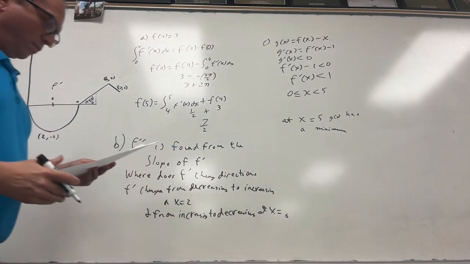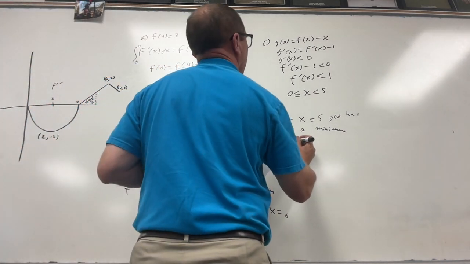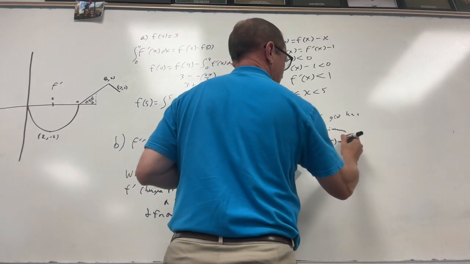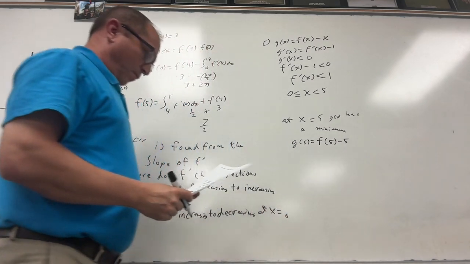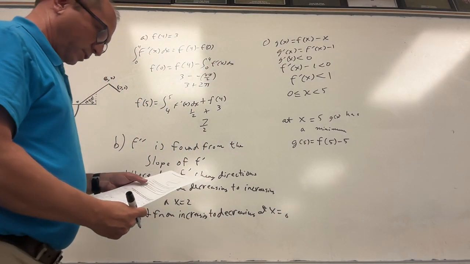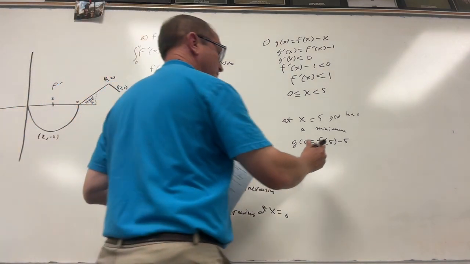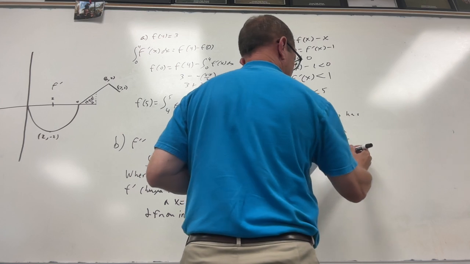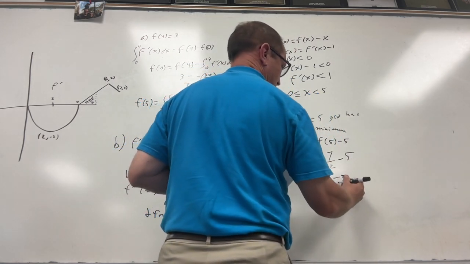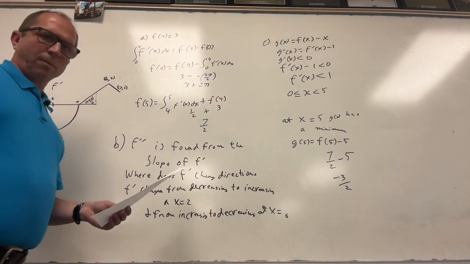and now we want to know what that minimum is. Well, that minimum is g of 5, which is equal to f of 5 minus 5. When we found f of 5 in the first part, it was equal to 7/2. So it would be 7/2 minus 5, which would be 7/2 minus 10/2, which would be negative 3/2. So that would be the minimum value for part D.